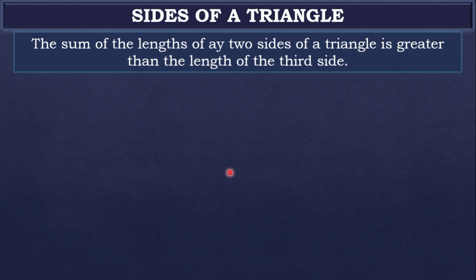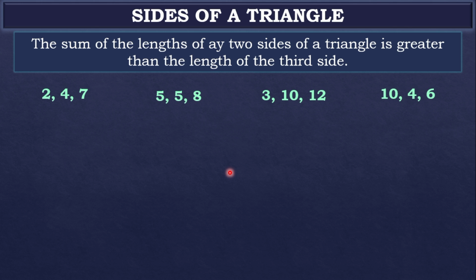Let's talk about the sides of a triangle. So the sum of the lengths of any two sides of a triangle is greater than the length of the third side. Now, ano bang ibig sabihin nito? For us to form, para makabuo tayo ng triangle, or ikaw, kung magkukonstruct ka ng triangle mo, dapat po tama ang measures niyan. Okay, ano pong ibig sabihin nun? Dapat, pag inadd mo yung dalawang sides ng triangle mo, it should always be greater than the third side.